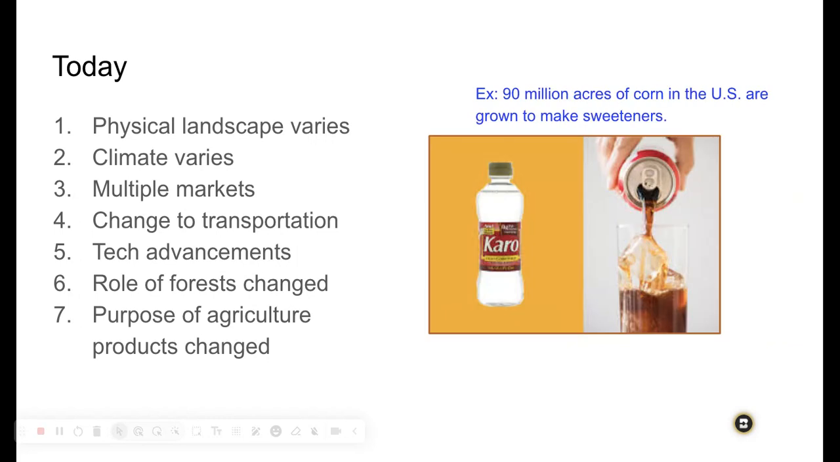Lastly, the purpose of agriculture products have changed as well. So we're not just growing things for the same reasons. So, for example, 90 million acres of corn in the United States, which comes to about 8% of our total corn production, which is actually a fairly high number. It seems like a single digit, so it's not high, but it's a good chunk, right? They're used to make sweeteners like high fructose corn syrup. None of you drink that Coca Cola. Let's not drink that. No. All right. So the purpose of agriculture has changed.